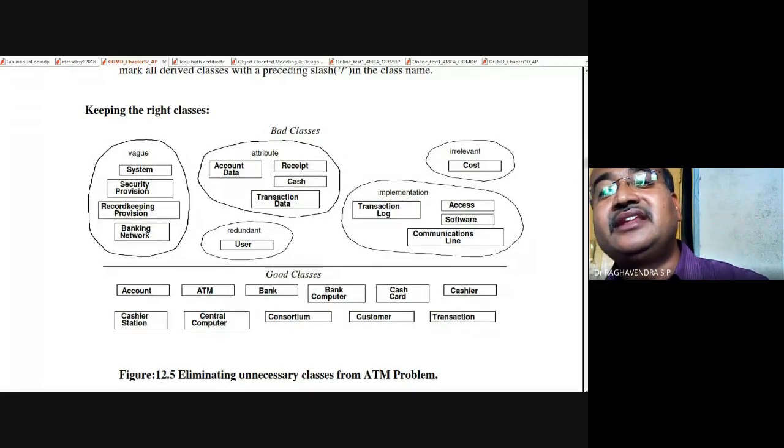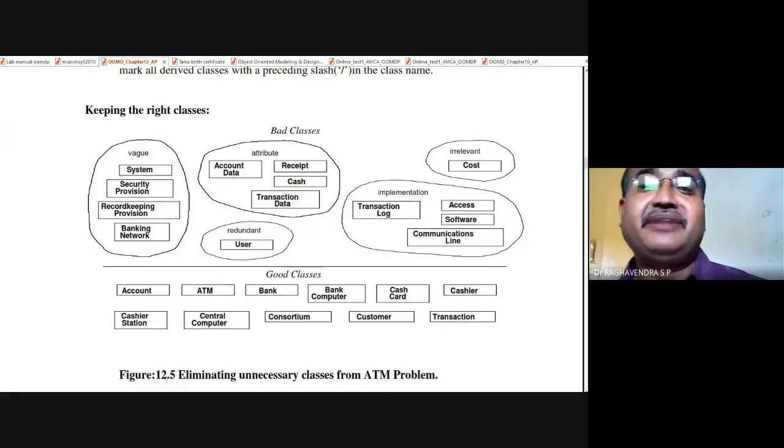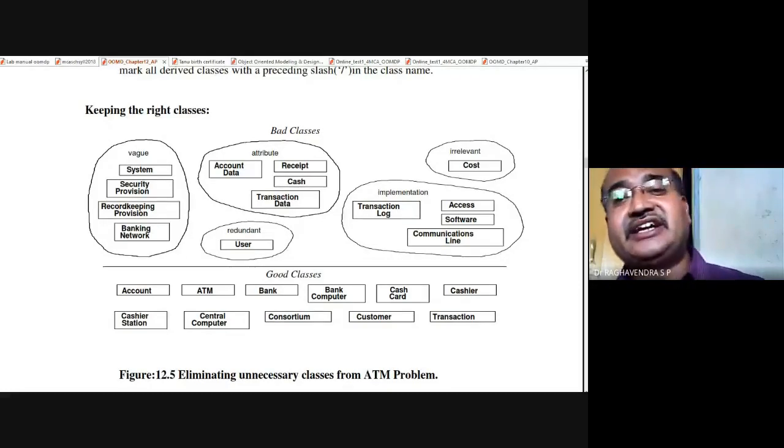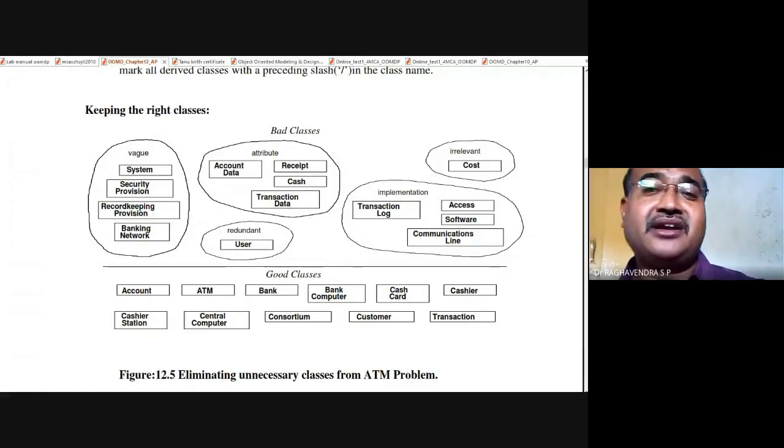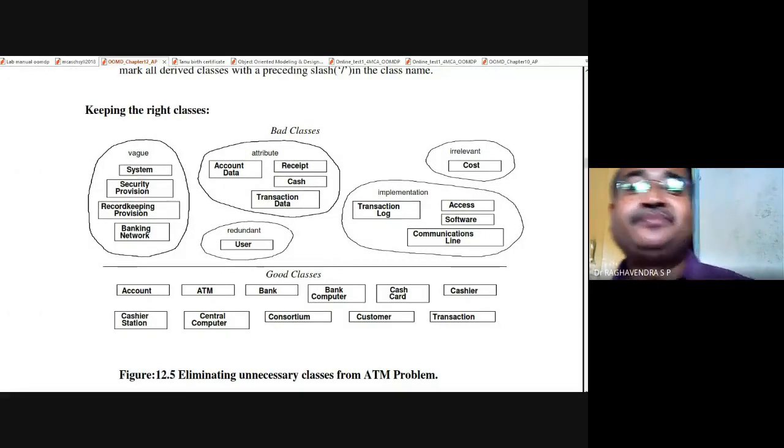Next, implementation classes, like transaction log, access, software, communication line. Implementation means designing a software, programming concepts, transaction data, everything will be considered in the programming. So that is why we will consider them under the category of implementation. So altogether we can consider 5 different bad classes.